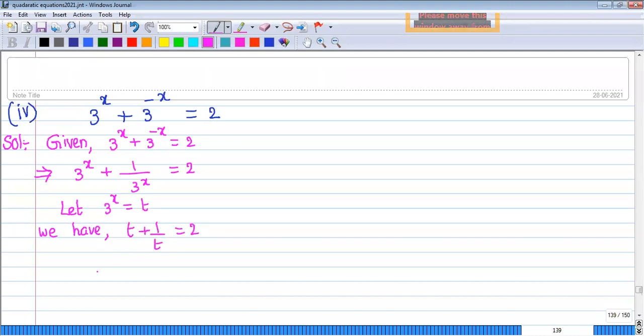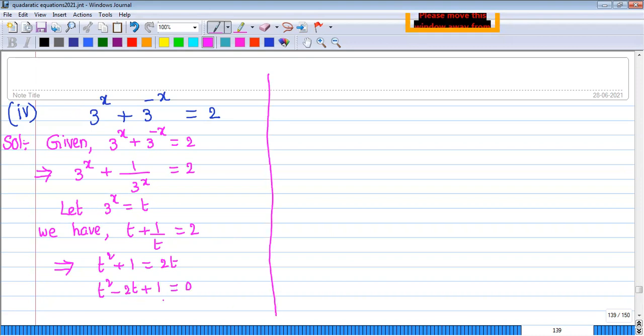Multiply both sides with t. You get t square plus 1 equal to 2t. Bring 2t to this side. Then it will form t square minus 2t plus 1 equals to 0. It's very interesting. t square minus 2t plus 1 is a perfect square, because a square minus 2ab plus b square is (a minus b) whole square. We can write (t minus 1) whole square equals to 0.